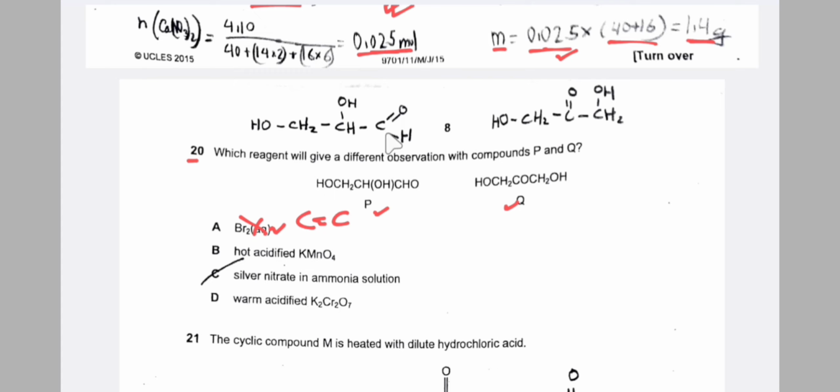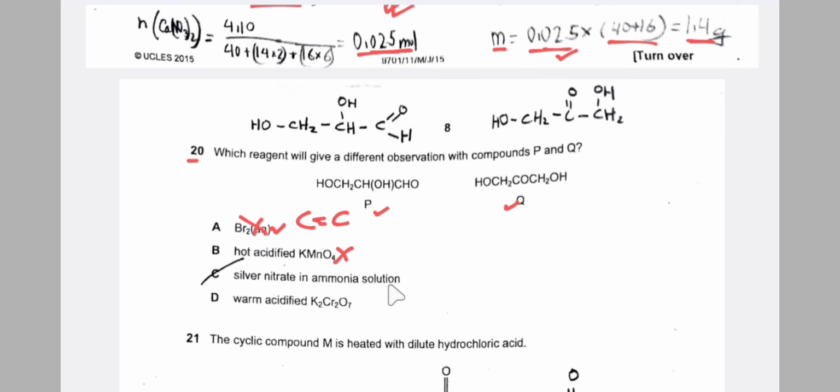Hot acidified KMnO4 oxidizes the alcohol and the aldehyde, and KMnO4 changes color from purple to colorless, so it can oxidize this compound. Here also alcohol is present, so it can oxidize this compound. So this is not used to differentiate them, since it changes color from purple to colorless in both of these compounds as they are oxidized. That's why this is wrong.